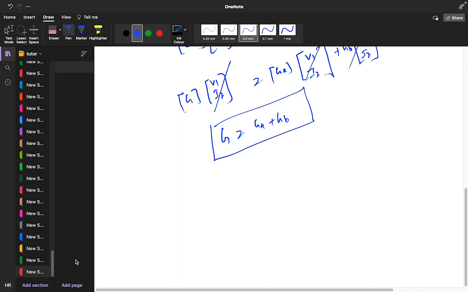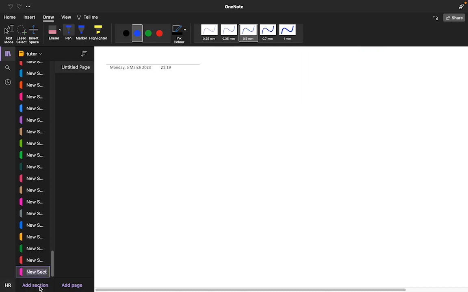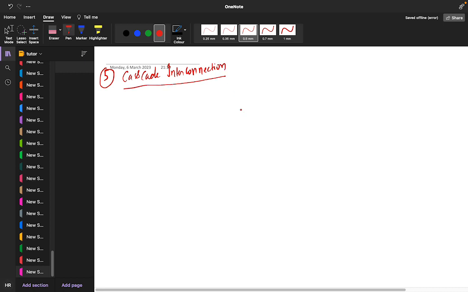Before that, we have another thing. There is a cascade interconnection. So write the next heading. The fifth interconnection is cascade interconnection. Okay, this is cascade interconnection.